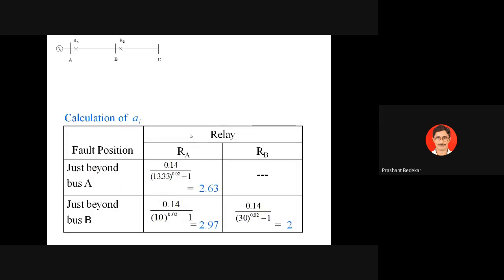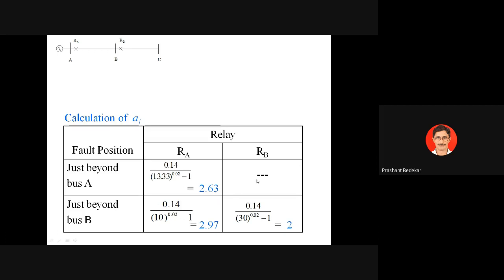Here we have calculated the AI constant. What is AI? Lambda upon plug setting multiplier raised to power gamma minus 1. So if a fault takes place just beyond point A, somewhere here, the value of AI constant for relay RA will be 2.63. It is 0.14 into 13.33 raised to power 0.02 minus 1, which comes out to be 2.63.